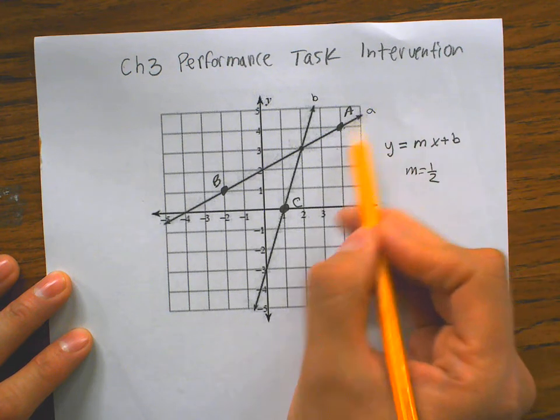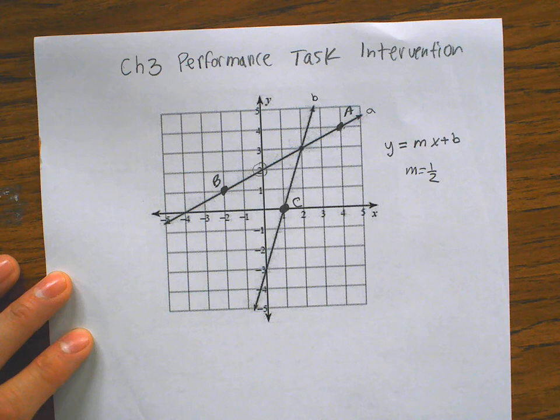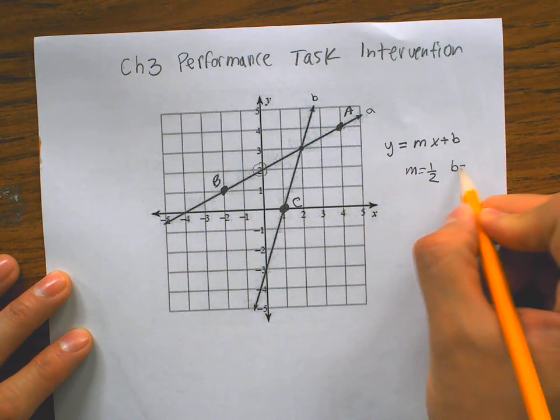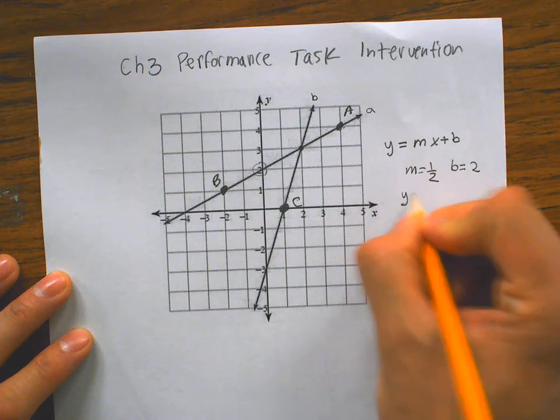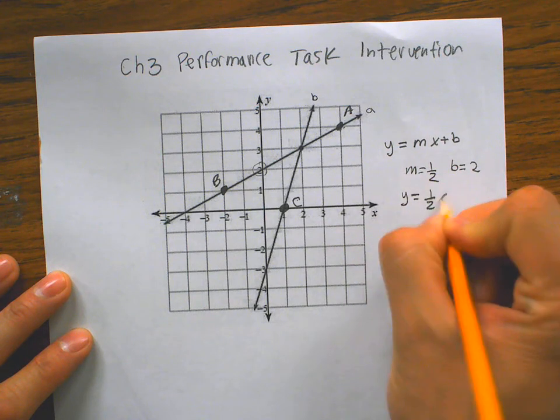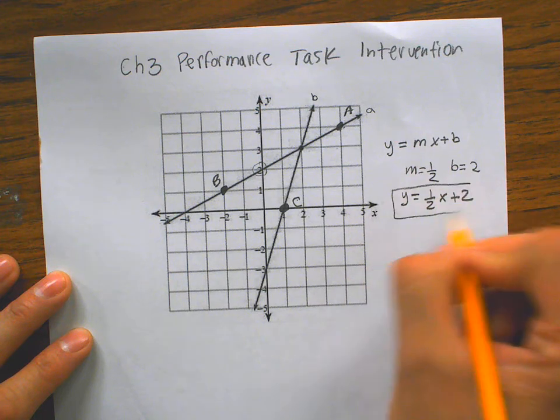Now in this graph, I can see that the y-intercept is going to be a 2. So that means that b is going to equal 2. So the equation of that line is going to be 1/2 x plus 2. That's the equation of line A.